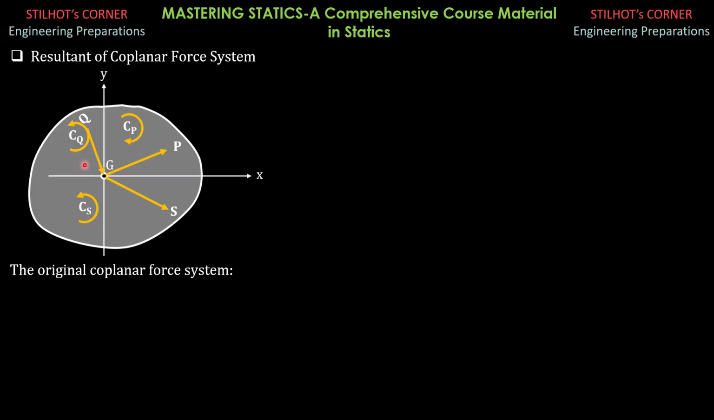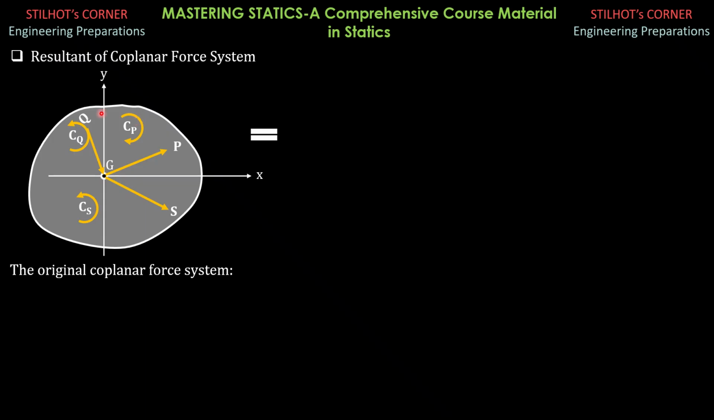So remember that the couples are free vectors, and therefore they can be shifted to any point on their planes. So we combine these couples and we will call the resultant couple C sub R. And since there are two counterclockwise couples, let's assume that the resultant is a counterclockwise couple, and let us further assume that the resultant of the forces P, Q, and S lies in the first quadrant, pointing up to the right, making an angle with the positive x-axis of theta in general.